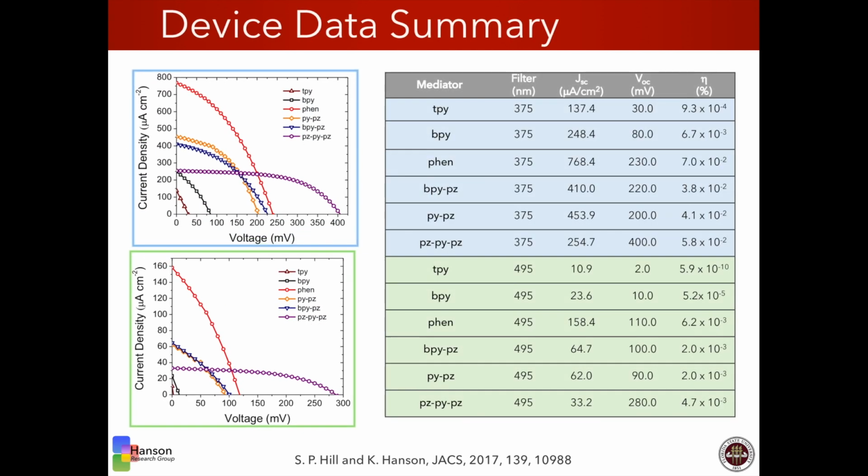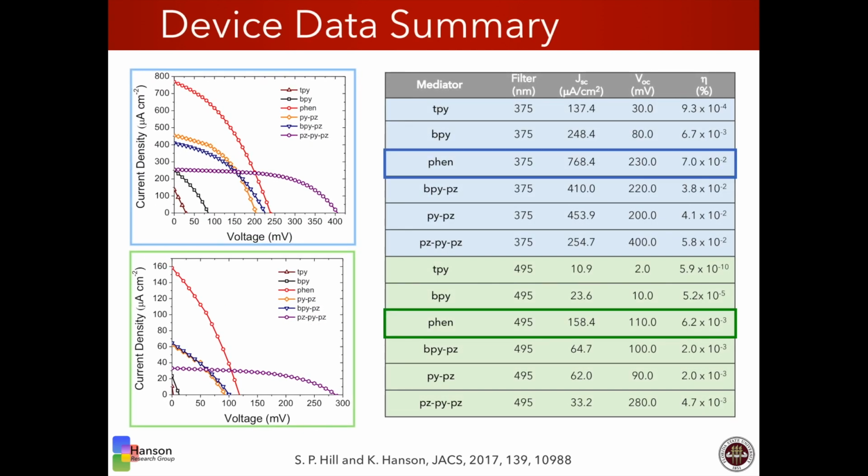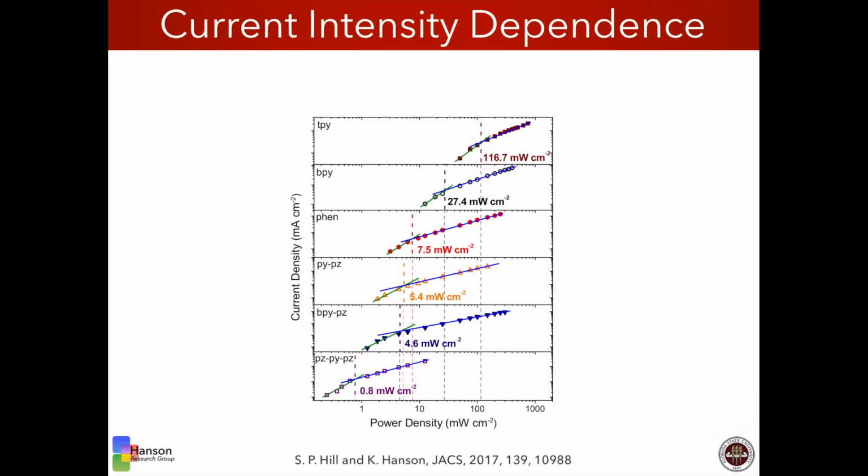If we summarize this data in a table, we can see that the cobalt phenanthroline redox mediator performed the best with a maximum photocurrent from upconversion of 158 microamps per centimeter squared. We also measured current intensity dependence plots, which measure current versus the excitation power density.